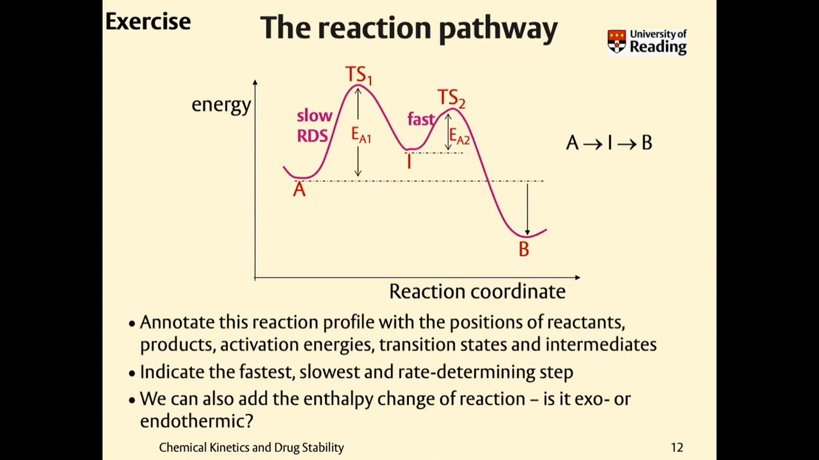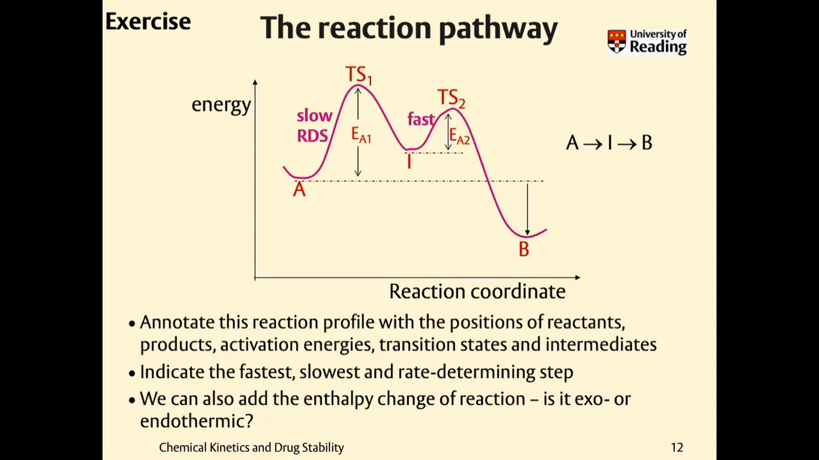As soon as the intermediate is formed, it will be used up faster than it was formed, because the reaction going from intermediate to product requires a smaller activation energy, so less energy to overcome that energy maxima that you see there.